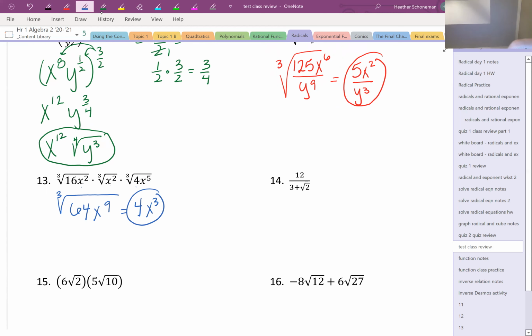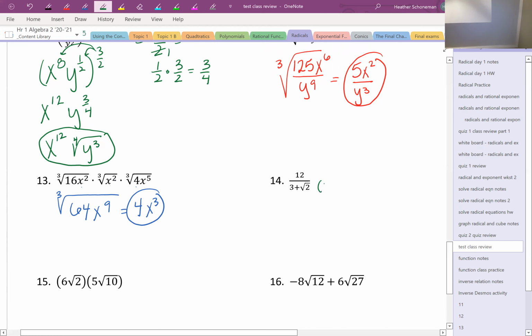By simplifying it, you're going to find I'm going to intentionally give you ones that simplify very easily. Number 14, to simplify that fraction, we have to multiply by the conjugate of the bottom. And the conjugate of 3 plus the square root of 2 is 3 minus the square root of 2. On top, I need to distribute. So that gives me 36 minus 12 radical 2.